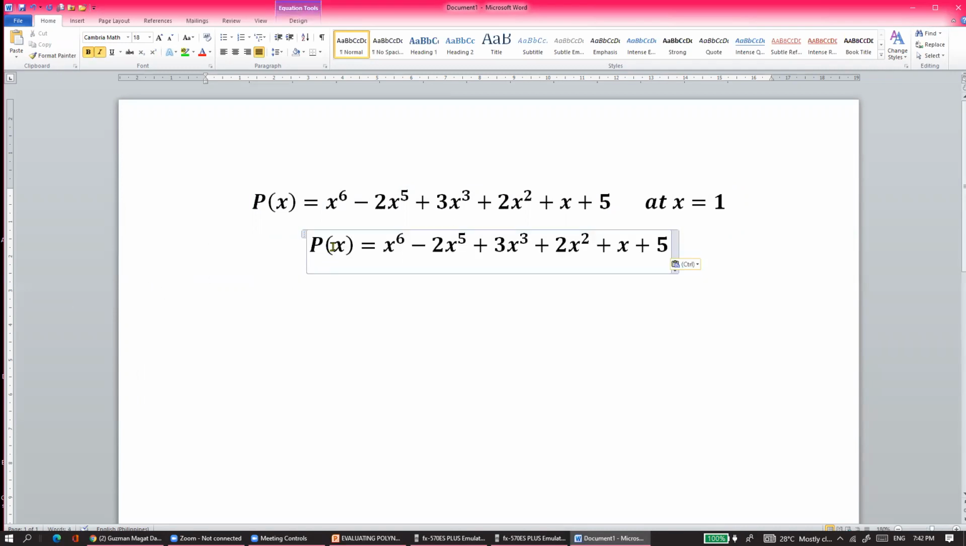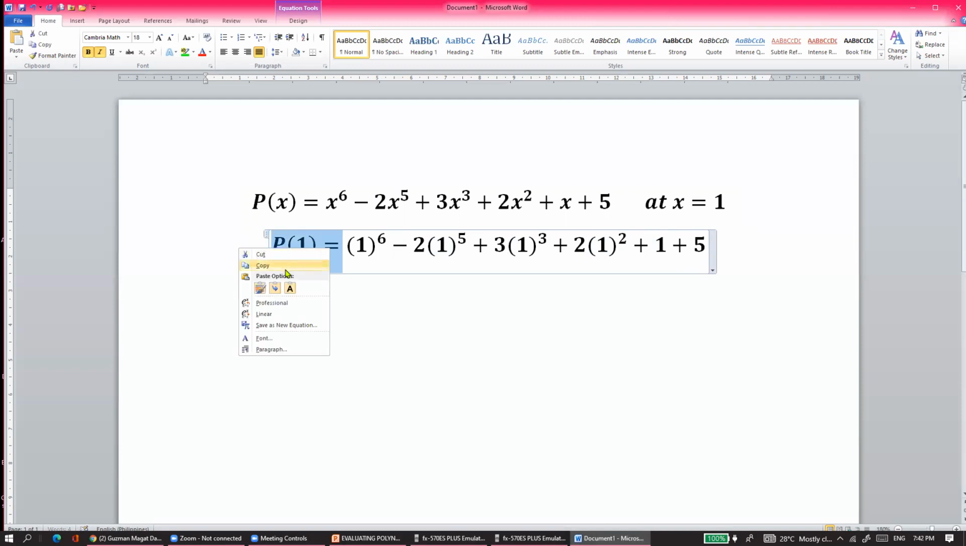Ito siya, anak, no? So kung 1 ito, lahat ng mga x na nandirito ay papalitan ko lang ng 1. So ito, 1 raised to 6. And even this, yung x dito magiging 1 raised to 5. And even this is magiging 1 raised to 3. And of course, this one is 1 square. And then this one, 1. So ano daw ang P of 1 natin?